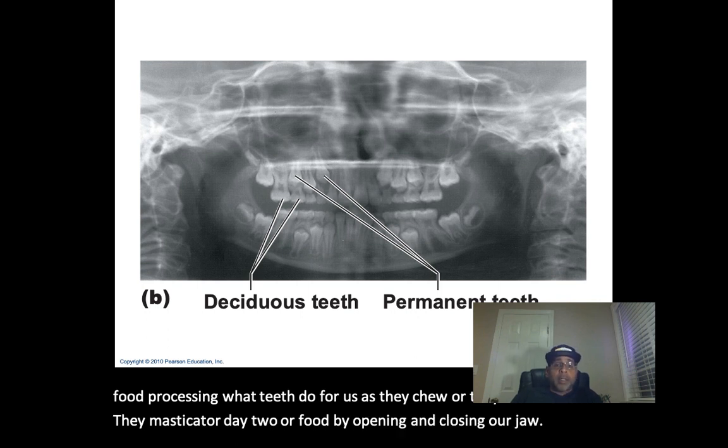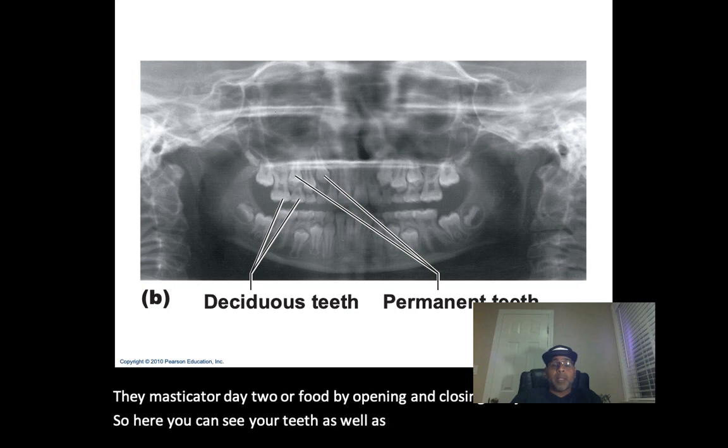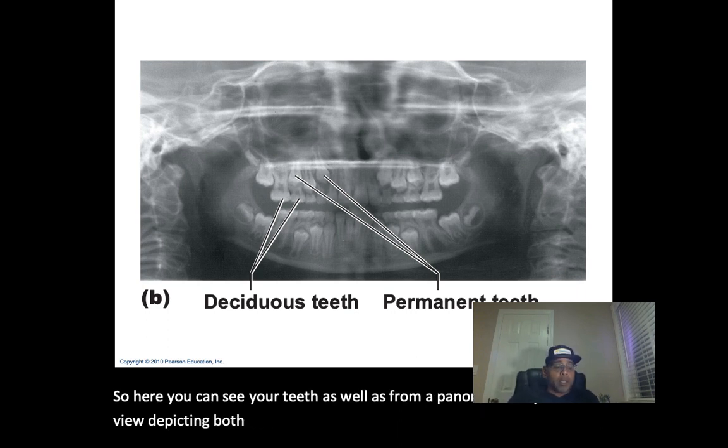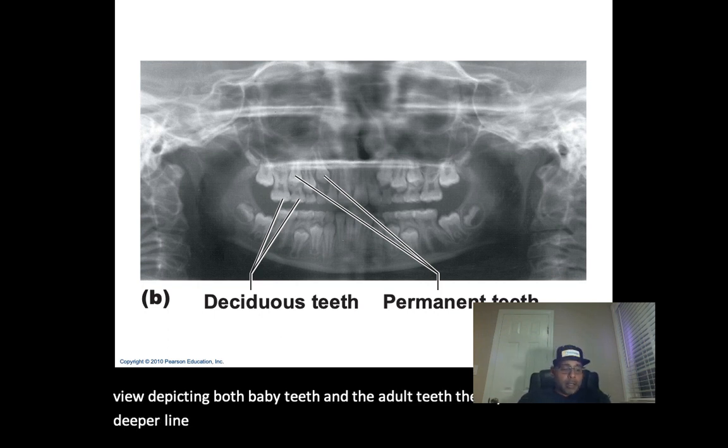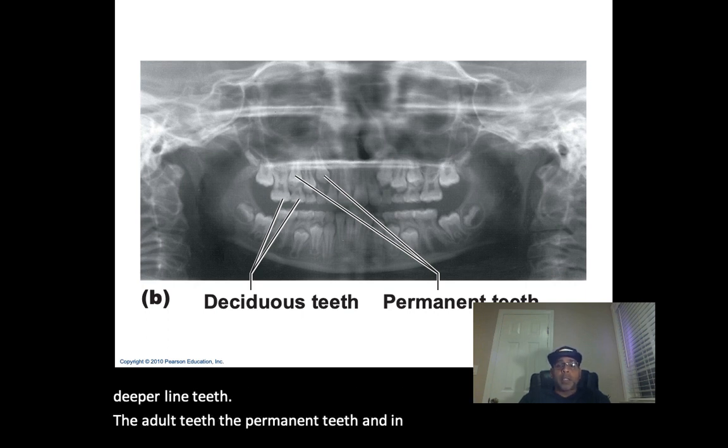So here you can see your teeth as well. This is from a panoramic x-ray. Here, a nice view depicting both baby teeth and the adult teeth. You can see the deeper lying teeth, the adult teeth, the permanent teeth, and then the more superficial teeth are obviously the teeth you see in the front.